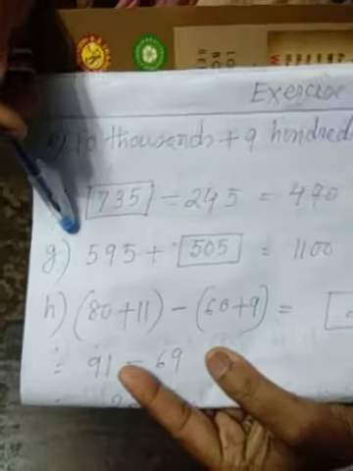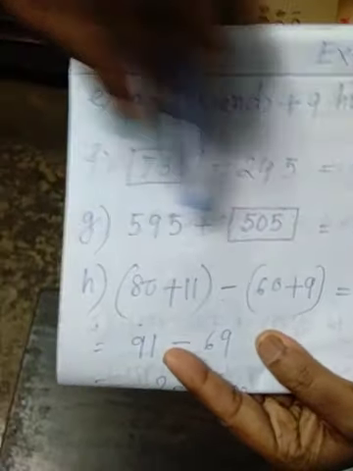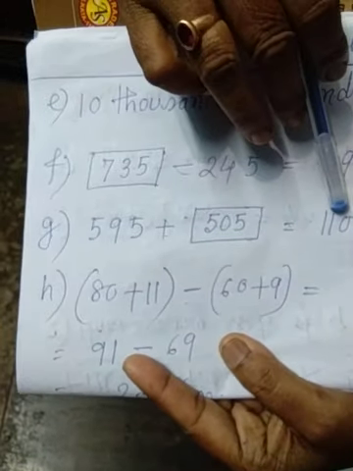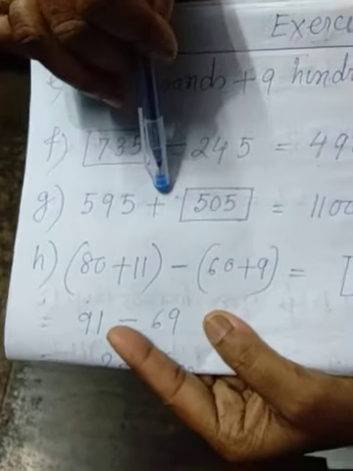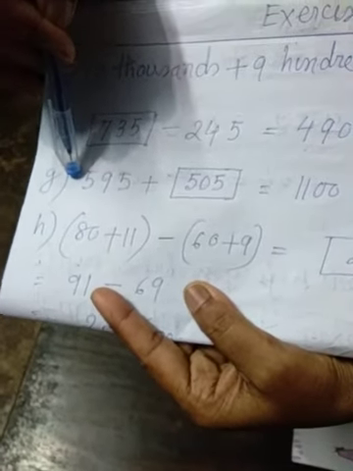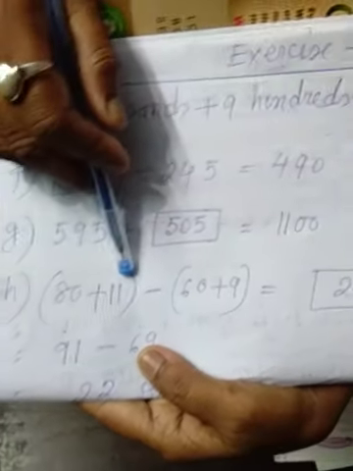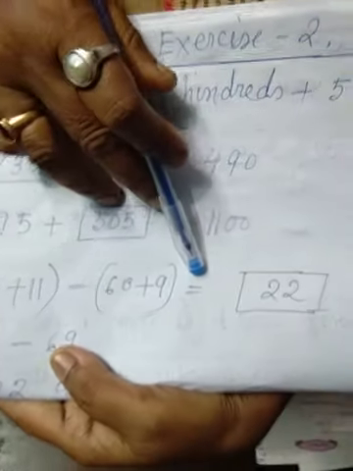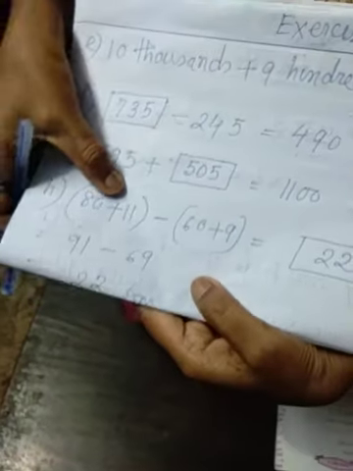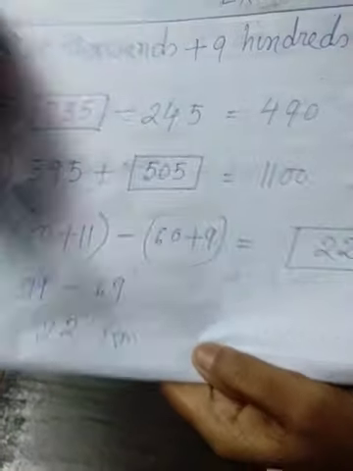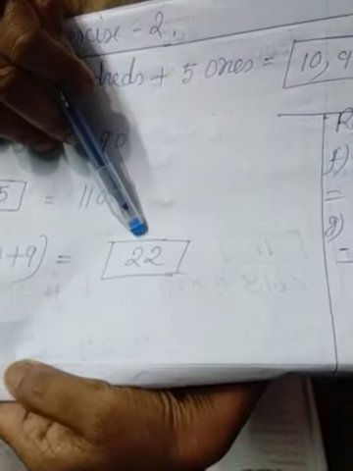ओके. G. 595 प्लस 5 प्लस बॉक्स इक्वल टू 1100. Blank. Plus minus you do it minus: 1100 minus 595 is 505. Okay. H. 80 plus 11 minus 60 plus 9 equal to box. 80 plus 11 is 91. 60 plus 9 is 69. 91 minus 69 is 22 blank में. Okay.